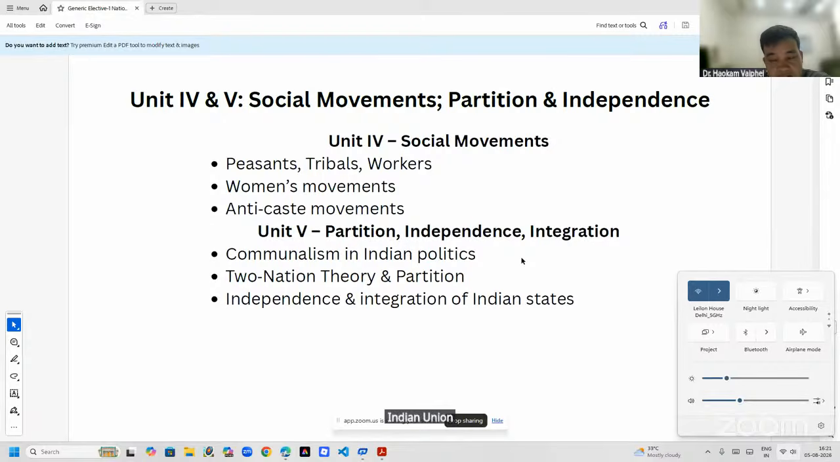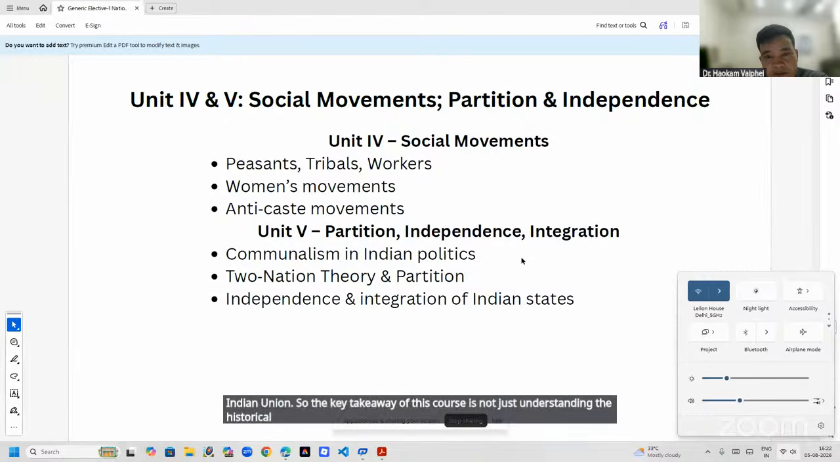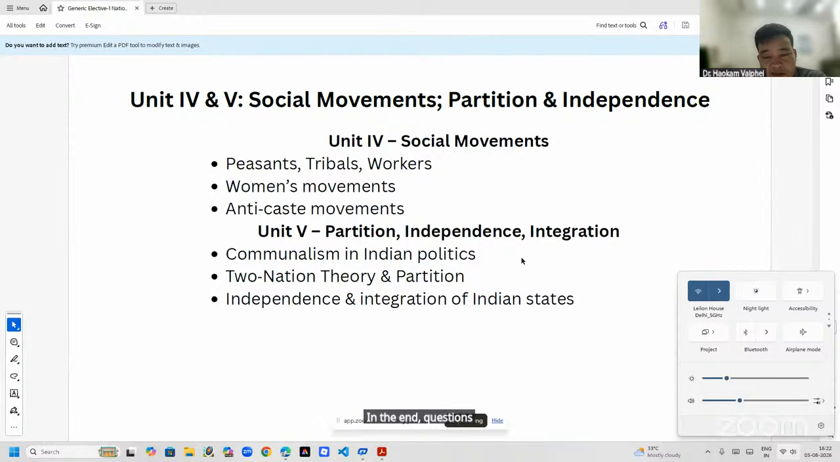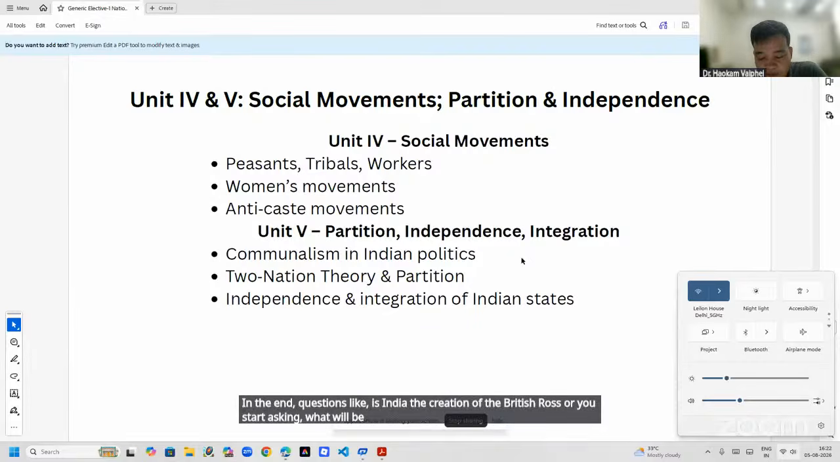The key takeaway of this course is not just understanding the historical facts, but questioning India's colonial struggle with various different approaches. In the end, you will start asking questions like, is India the creation of the British Raj? Or what are the best theoretical approaches to explain the phases or the movement of the nationalist movement?